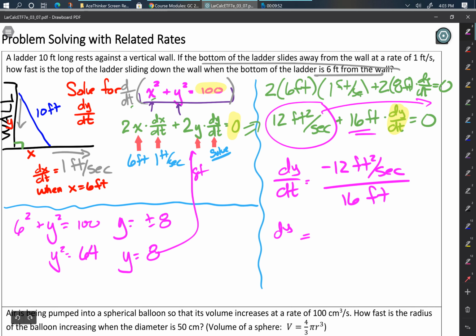right? I need to save some space to write the final answer, so I've got to write this a little bit smaller. Or dy/dt is equal to negative 12 over 16. They both divide by 4, so that's going to be negative 3/4. Feet squared per second divided by feet is feet per second, or dy/dt is equal to negative 3/4 feet per second. I'm just going to stop there.